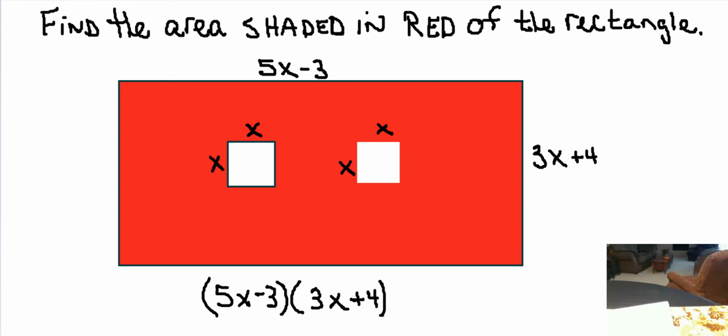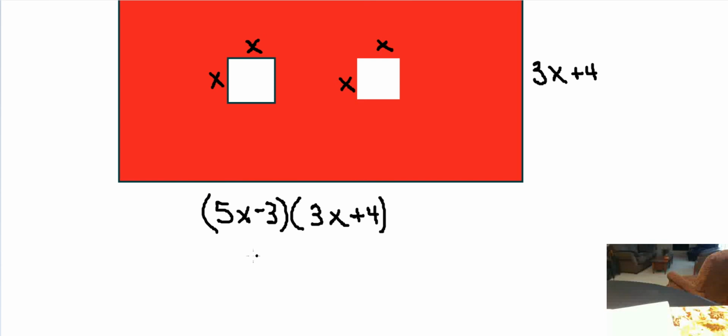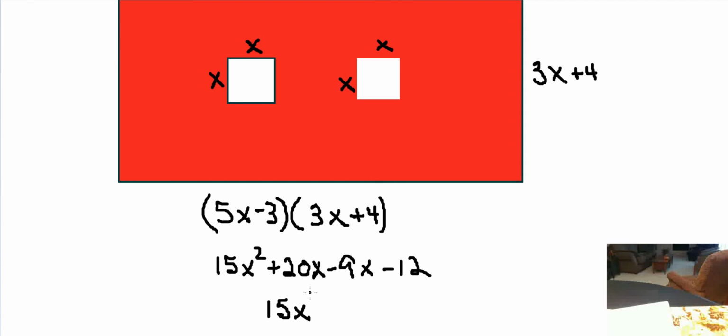Okay, so we will find the area of the entire rectangle by foiling this. So here I've got 15x squared. Outside is plus 20x. Inside is negative 9x. And last is negative 12. Fair enough. Combine my middle terms here, I end up with 15x squared plus 20 minus 9 is 11x minus 12. Alright, so that's the area of the entire rectangle.